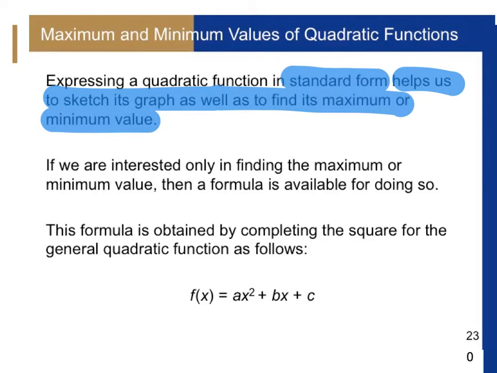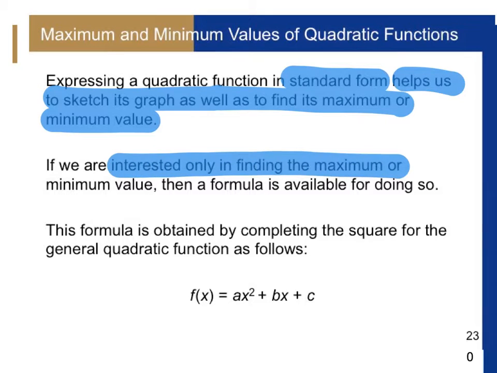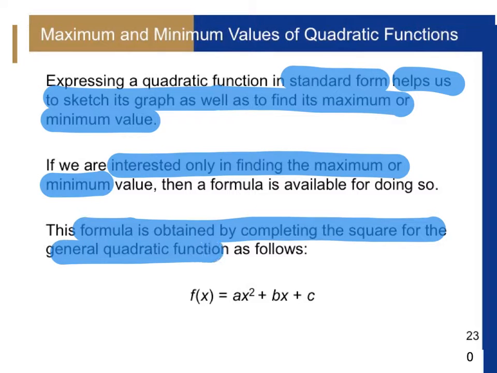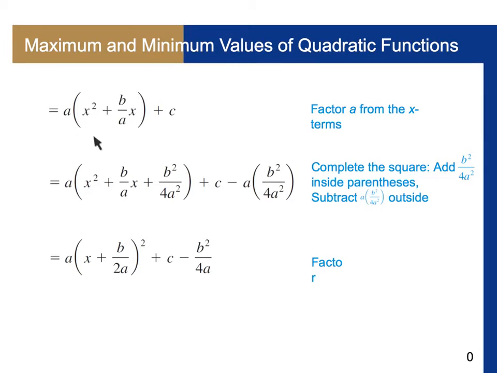Okay, if we're interested only in finding the maximum or minimum, we don't have to graph that. We don't have to get it in the standard form. We can actually find a formula which is obtained by completing the square for the general quadratic. So there's our general quadratic. I'm not going to ask you to show me this on a test or anything, but here's how we complete the square. We would take our ax squared plus bx and factor out an a because we want a 1 on the x squared.